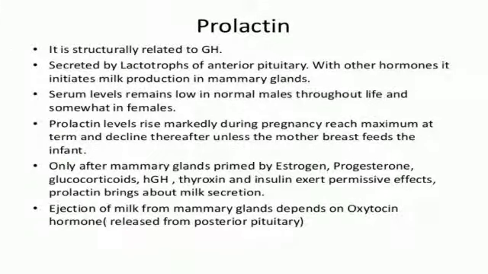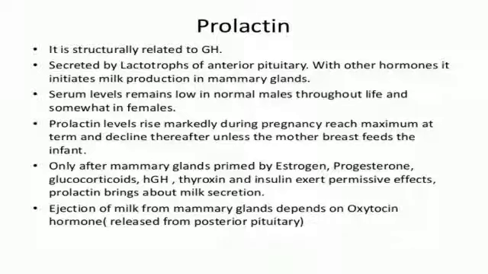Prolactin is a hormone produced by your pituitary gland, which sits at the bottom of the brain. It is structurally related to the growth hormone. Prolactin is secreted by the lactotropes of anterior pituitary, and with other hormones it initiates the milk production in mammary gland. Prolactin causes breast to grow and develop and causes milk to be made after a baby is born.